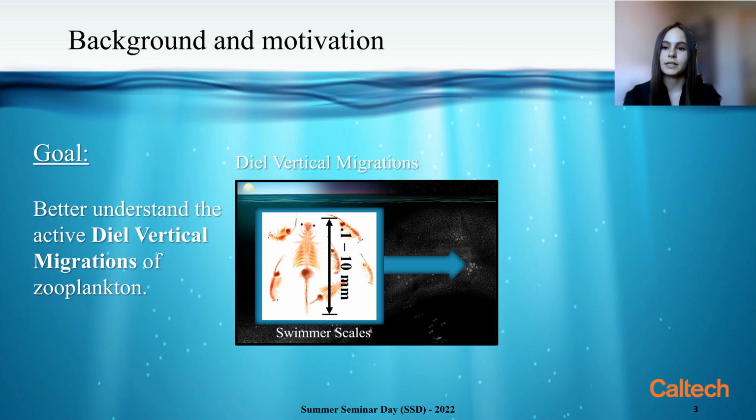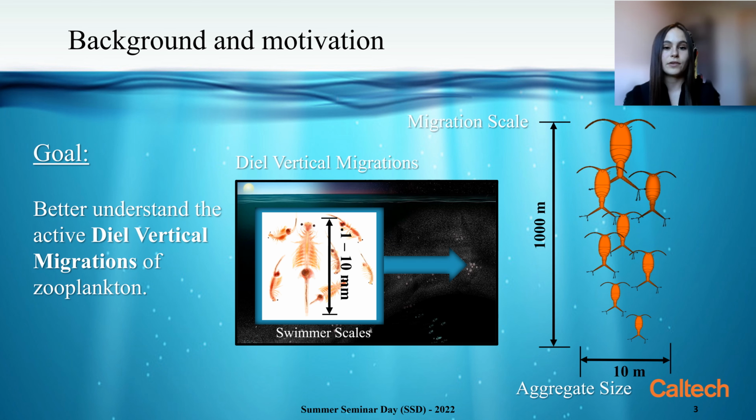A singular zooplankton is small, growing to sizes of 0.1 to 10 millimeters. However, these swimmers aggregate in large swarms and are one of the largest migrations by mass in the world. The migration scale is approximately 1,000 meters, and the aggregate scale is approximately 10 meters. The flow induced by these massive migrations plays a role in impacting our climate through carbon sequestration and nutrient mixing of the ocean. By deepening our understanding of this migration, we can better fight climate change and its impacts. Therefore, we decided to study this phenomenon in a lab setting.